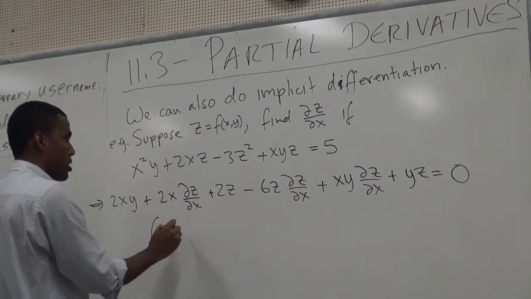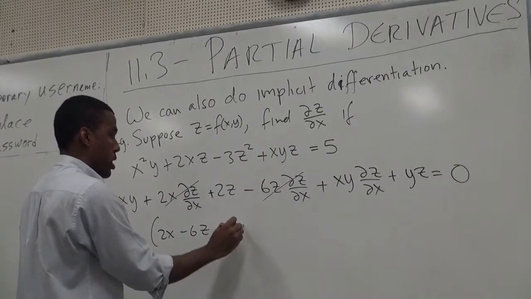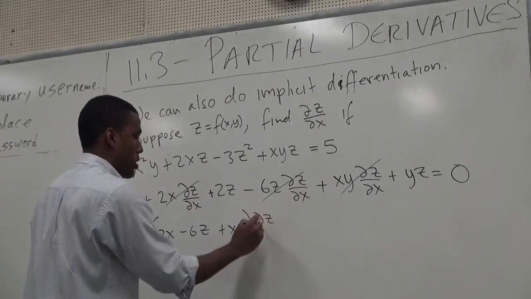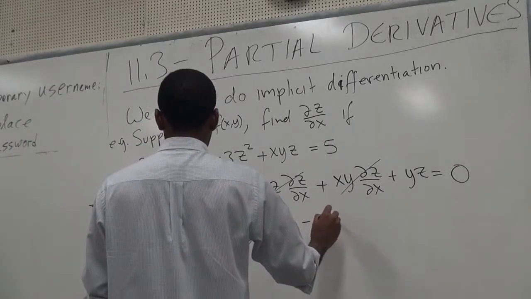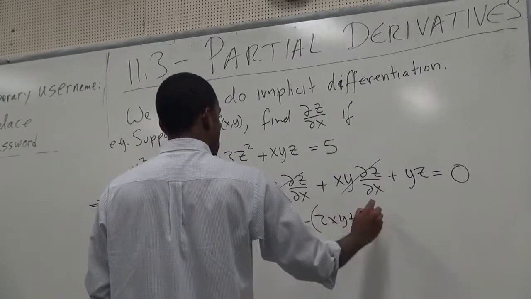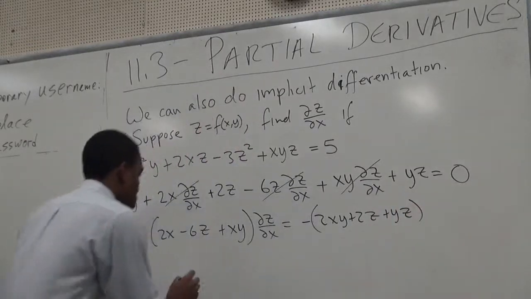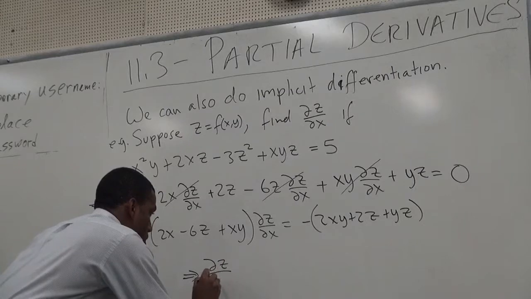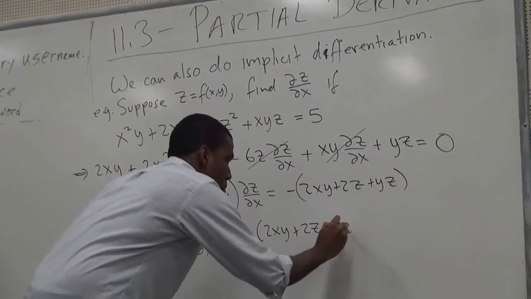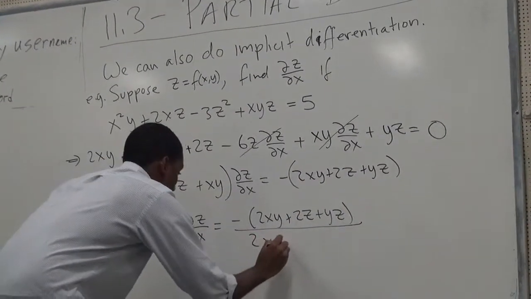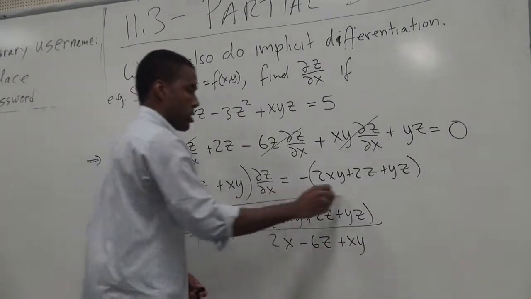So at this point, we have 2x minus 6z plus xy, all that times the partial of z with respect to x, equals, now I'm going to bring everything over to the other side, minus 2xy plus 2z. So that would be the partial of z with respect to x.